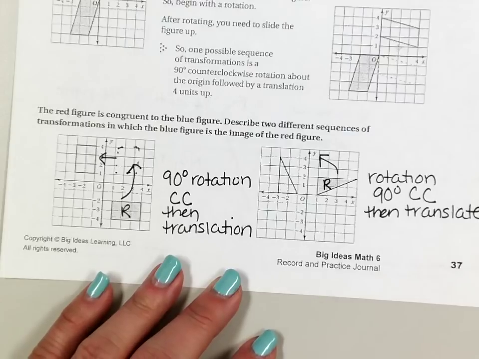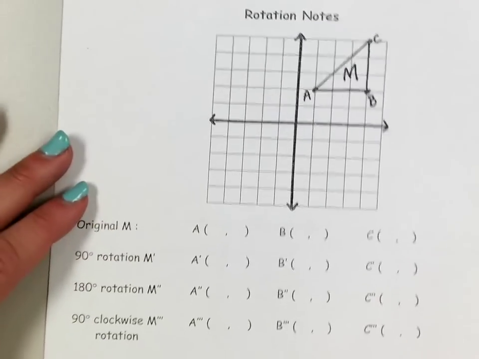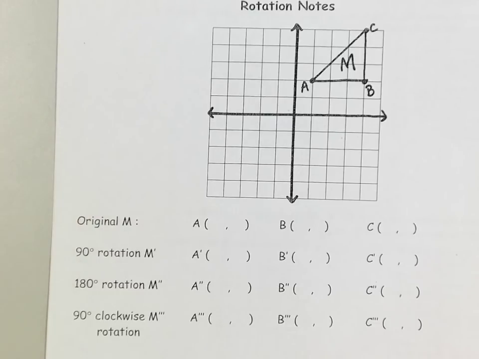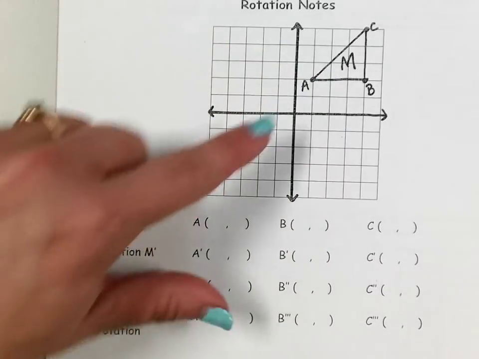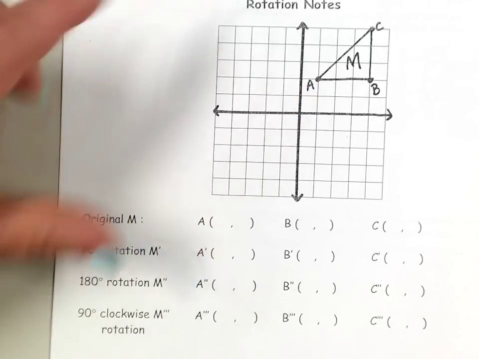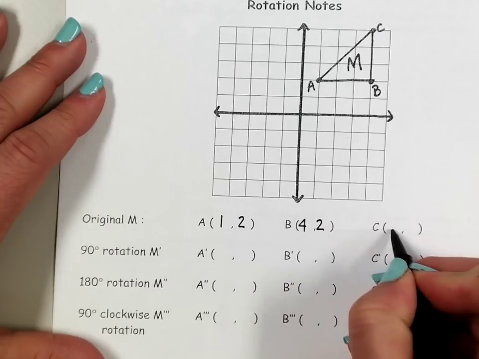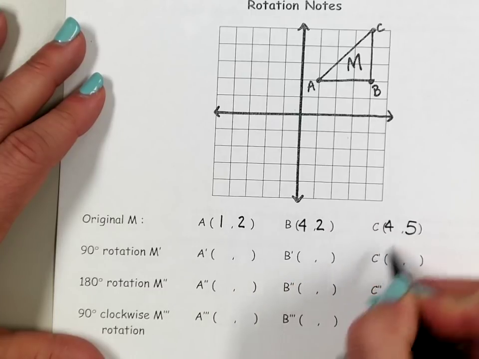All right, so now we need the rules. The next page we're going to find is this page here. And this is going to give us all the rules for the different kinds of turns. We're going to use the graph to help us come up with the different rules for all the different rotations. So I've got my original. My original is right here on the graph. This is triangle M, and it's got points A, B, and C. A is located at 1, 2, B is 4, 2, and C is 4, 5.